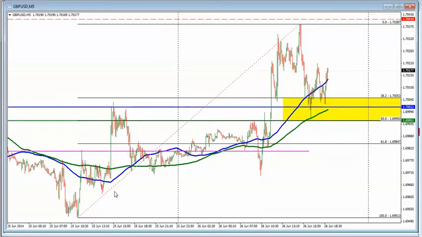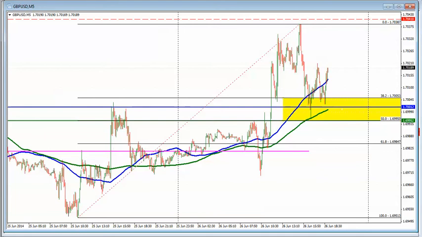5-minute chart. This is a 5-minute chart of the pound versus U.S. dollar. We saw the pound move sharply to the upside. Now the market stopped at around the 1.7038, in fact, right at that level. And I have a horizontal line coming across here at 1.7041.